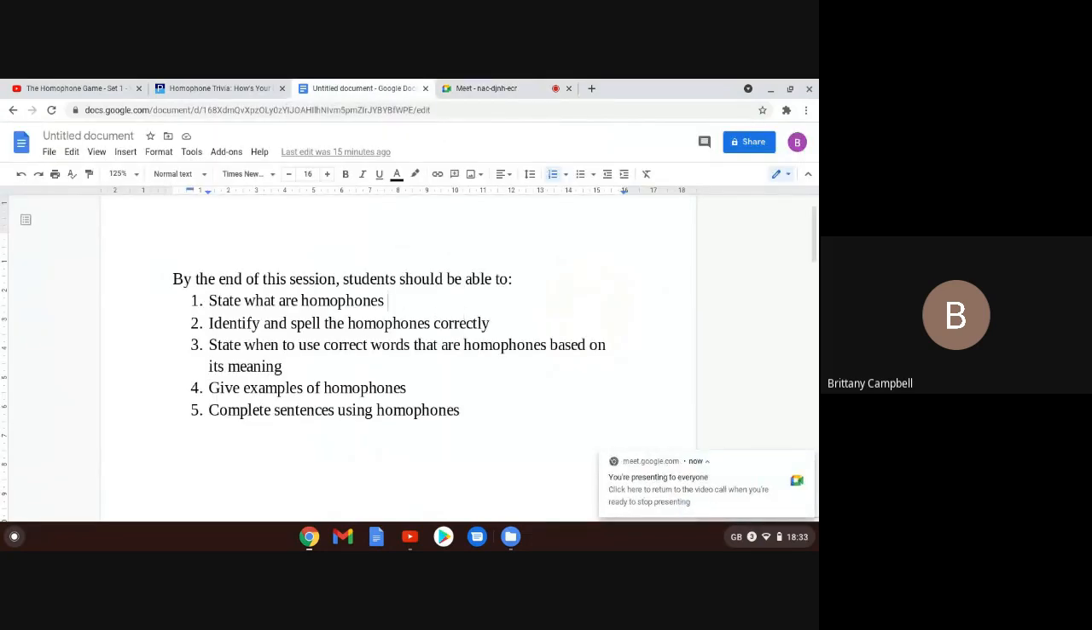So by the end of this session, you should be able to state what homophones are. I see you're laughing there. Awesome. So indeed, we're looking at homophones. Number two, identify and spell the homophones correctly. Number three, state when to use correct words that are homophones based on their meaning. Number four, give examples of homophones and complete sentences using homophones.